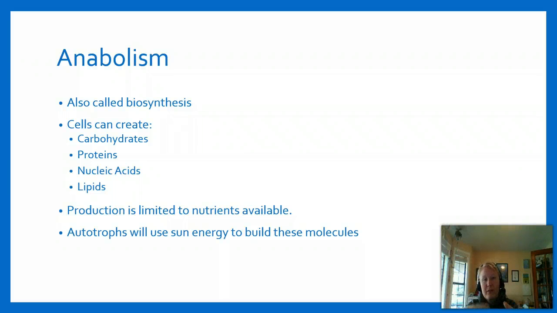So if something is missing, the cell will actually break down parts of itself to harvest nutrients that it needs to build up molecules. So it's really important that the cell be exposed to all the nutrients that it needs, and we've talked about all those different nutrients at the beginning of chapter 6.